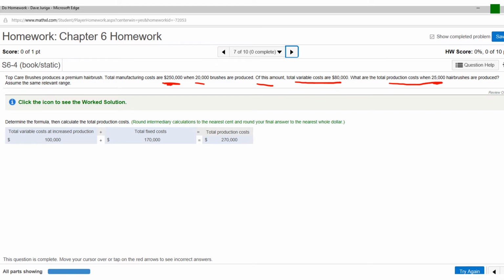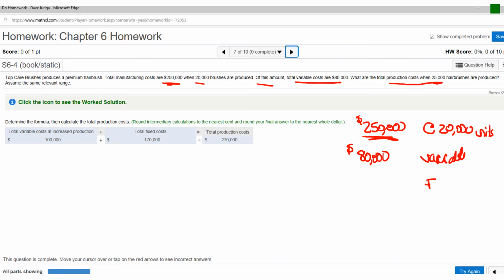So when you start off by saying total cost, the total cost is $250,000, and that's at, I'm going to write this out, 20,000 units or brushes, and they told you of this amount, they're telling you that 80,000 of it is variable. That means that the other part of it, most likely, we're going to have to estimate this, but we're going to go with fixed. So the difference there would give you 170,000. The difference between 250 and 80 would be 170. So we would predict that the fixed costs are at 170,000.